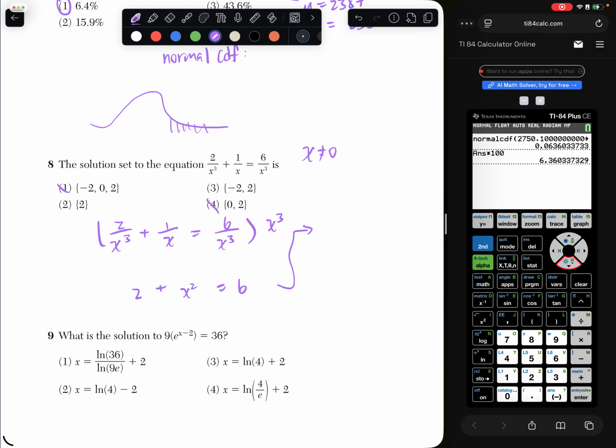And this is pretty easy to solve. This is just x squared equal to 4, and then when we take the square root of both sides, make sure we take the plus or minus. All right. So the answer is either 3 or 2.